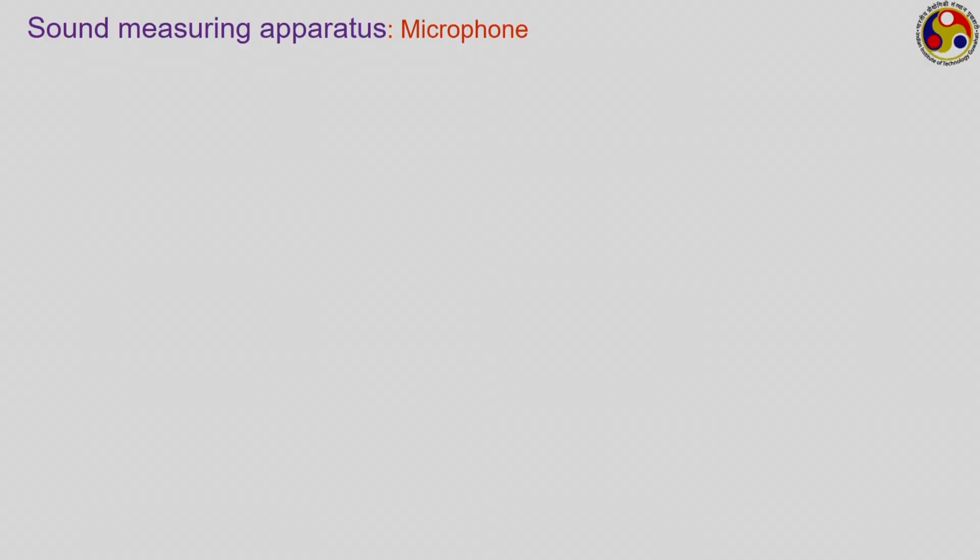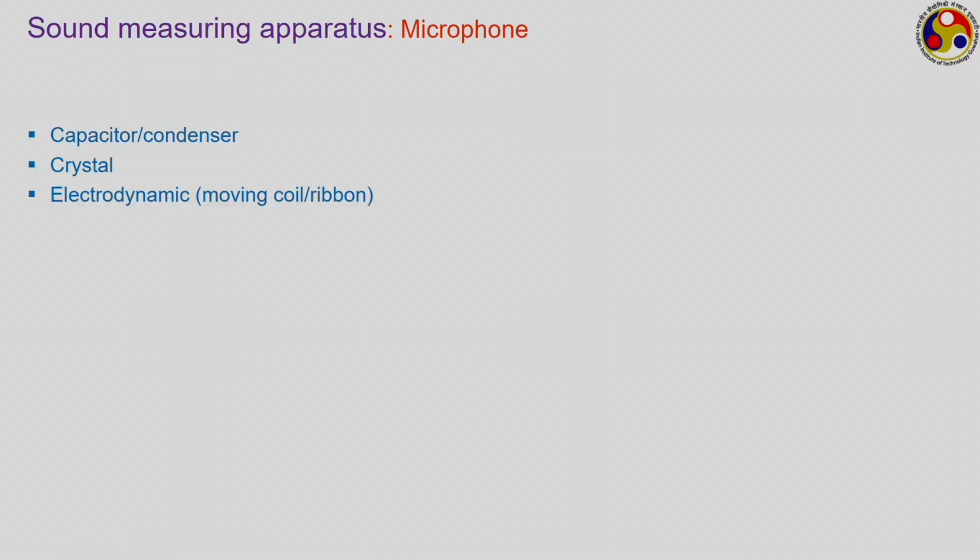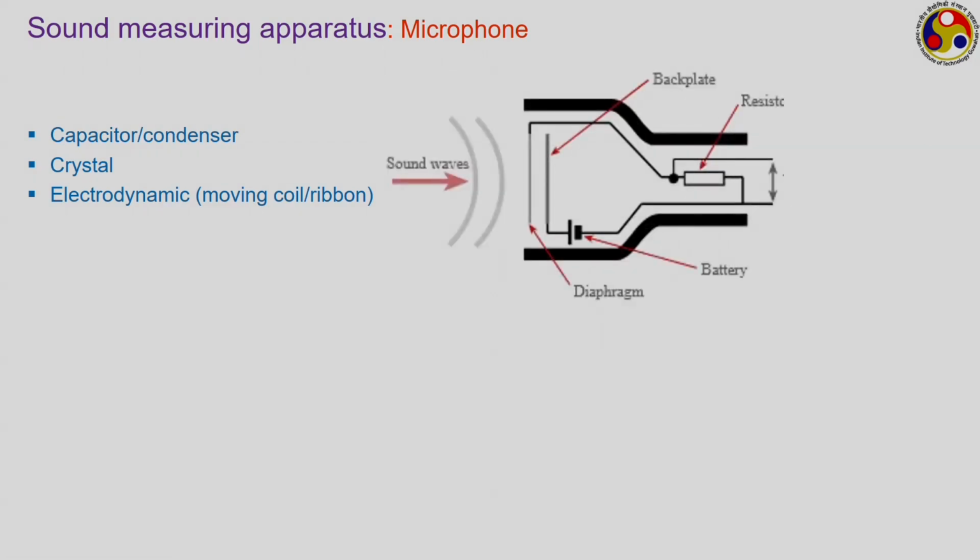The microphone, which is the most common type of sound measuring apparatus and generally not a very expensive one, can be of three types: capacitor or condenser type microphones, crystal based microphones, and electrodynamic or moving coil or ribbon type microphones. The capacitor type microphone is the most common one. You definitely have seen this one in different locations, and its working principle is also very simple. As a sound wave comes to the device, you have a diaphragm first, which starts vibrating on the impact of the sound wave.